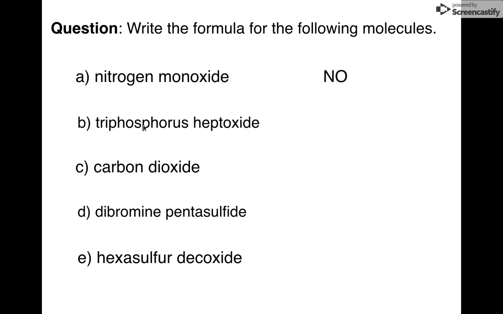Triphosphorus, so that's how many phosphorus? Hepta, how many oxygens? P3O7, right? Tri means 3, hepta means 7. Carbon dioxide, you know that from biology. CO2. Dibromine pentasulfide, di and penta, what are those? Br2, S5, penta is 5. Hexasulfur decoxide, hexa and deca, what are those? Hexa is 6, deca is 10.